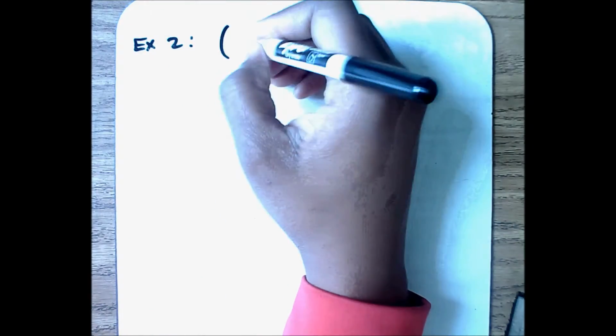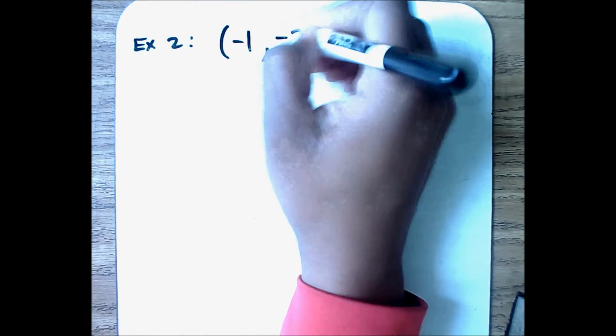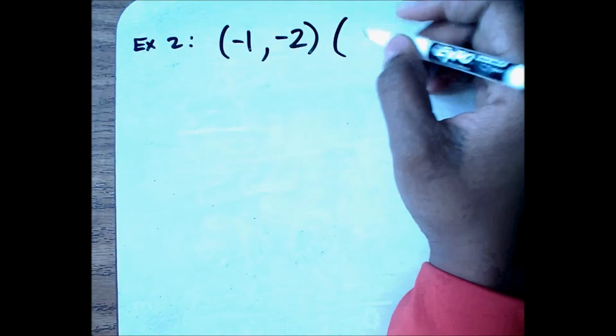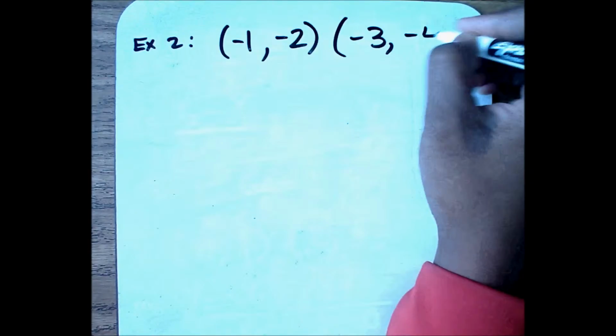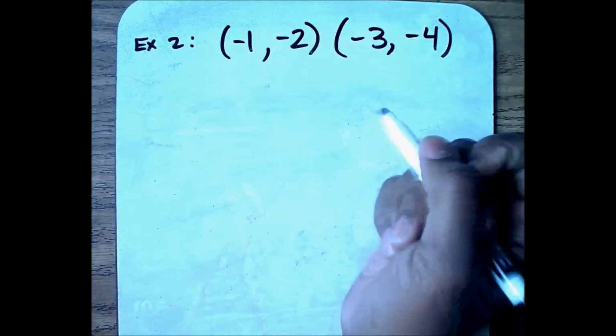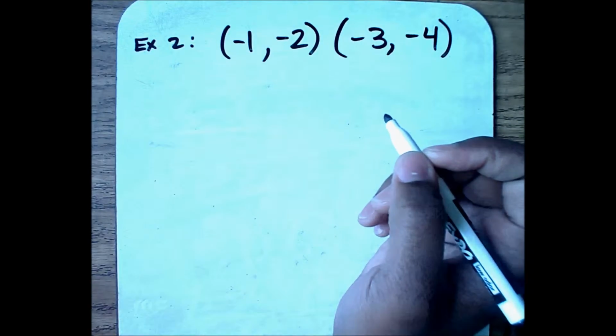Thanks for tuning in for example 2 of finding the slope of 2 points. And we'll start with our example. I have -1, -2 as my first point, and -3, -4 as my second point. I like to keep things a little bit simple, so I apologize for the numbers, but this is the only thing I could think of on the fly.